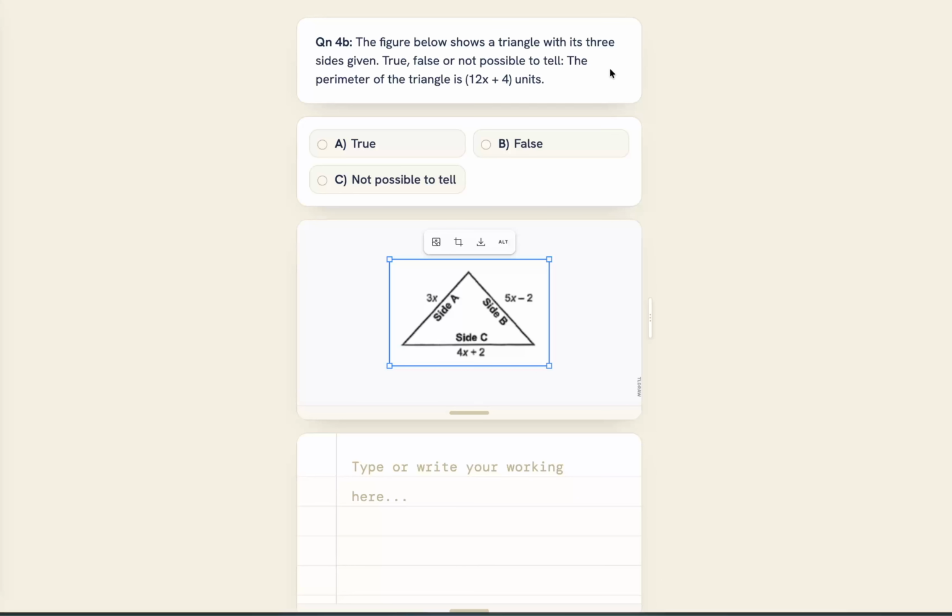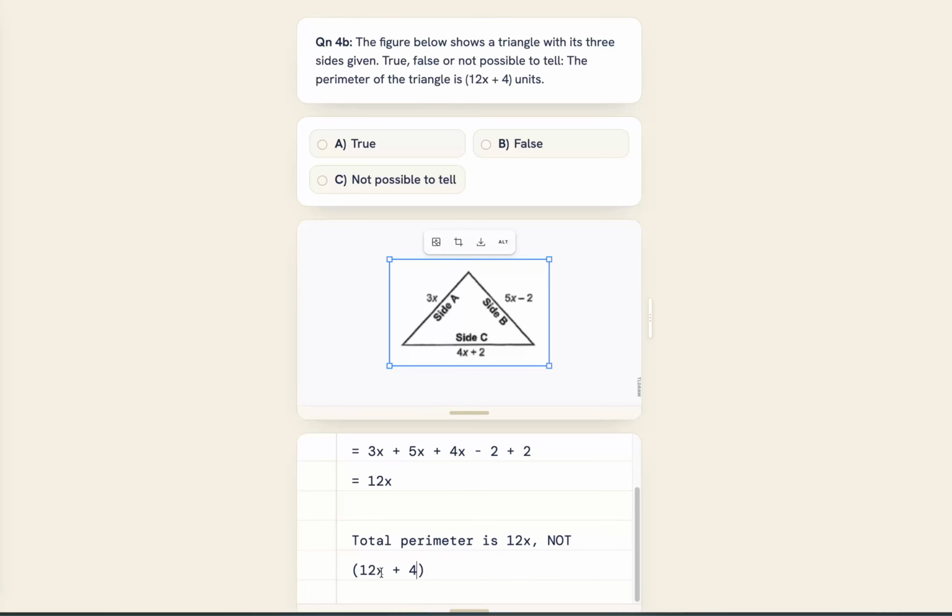Question 4, part B. The perimeter of the triangle is 12x plus 4. The total perimeter is equal to 3x plus 5x minus 2 plus 4x plus 2. If we bring all the x's together, 3 plus 5 plus 4 x will be 12x. Minus 2 plus 2 will be 0. So that's the total perimeter. So the total perimeter is not 12x plus 4. In this case, it is false.